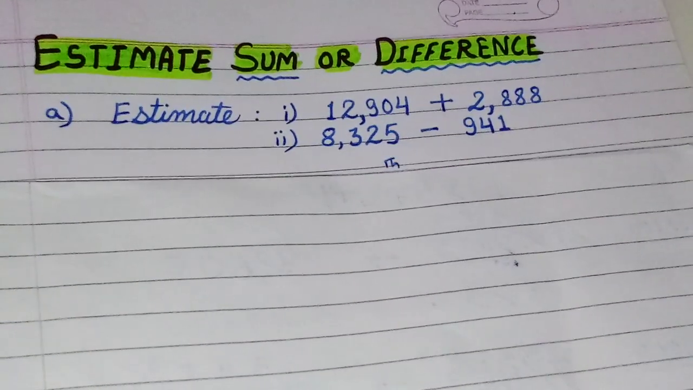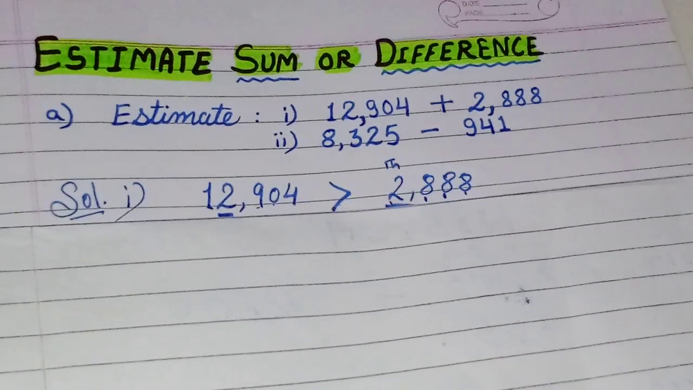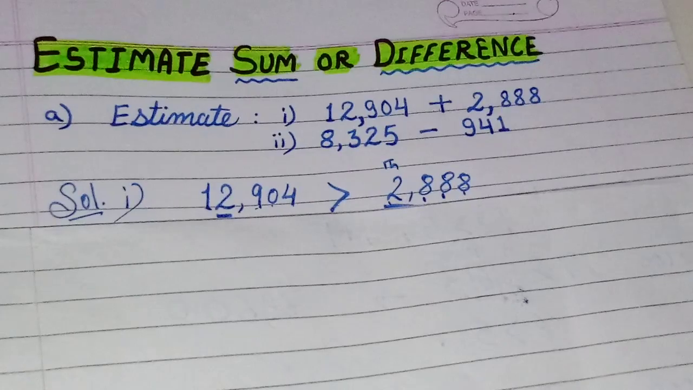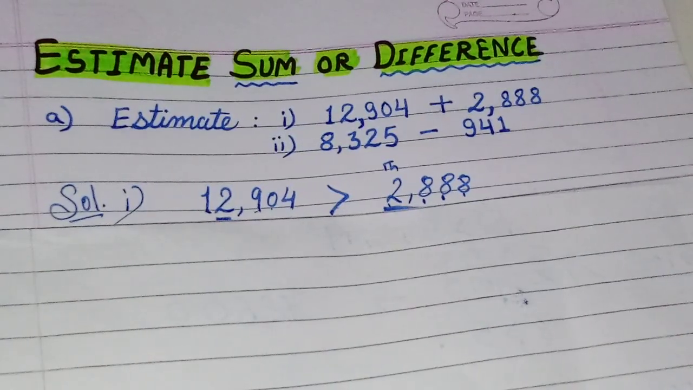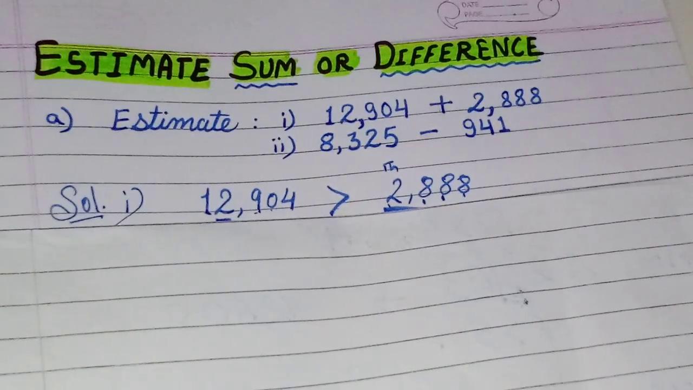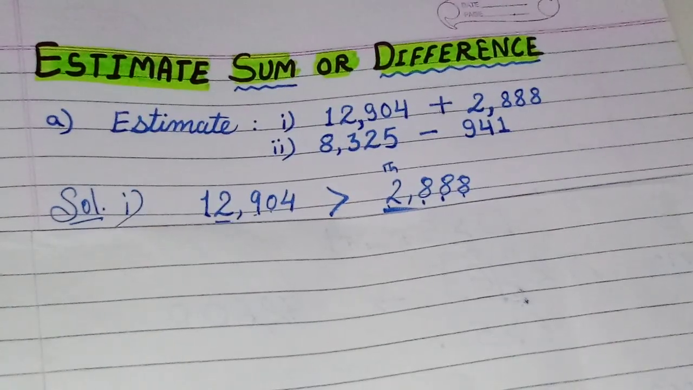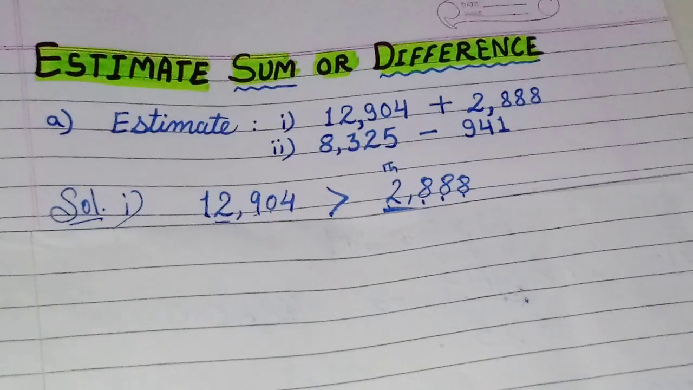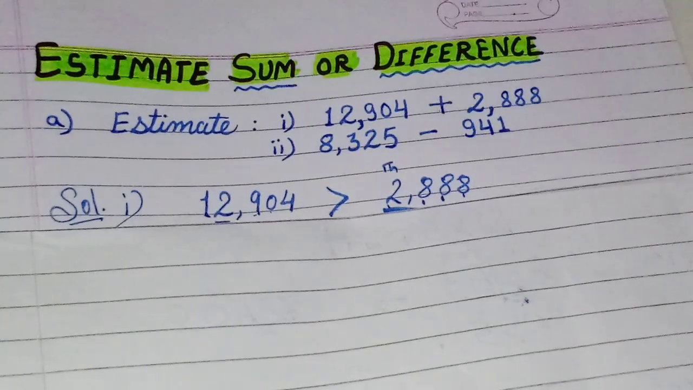First of all, we will write down both the numbers and we need to compare them. As we can see, the two numbers in the first point are 12,904 and second is 2,888. So obviously 12,904 is greater than 2,888. So the smaller number is up to the thousands place. So we will round off both the numbers to the nearest thousand first of all.